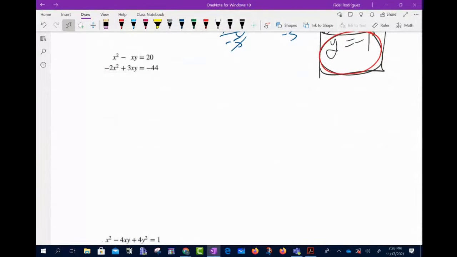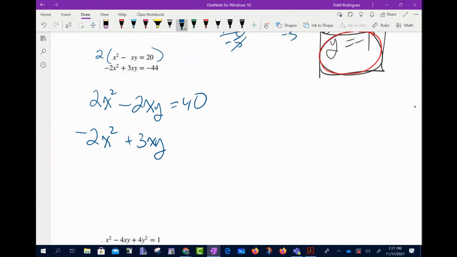Let me ask you a question. If you were sitting at home or in the library or wherever you were going to do this, and you were doing your homework, and this was a homework problem, what would your approach be? On which equation? Okay, so let's do it. Let's multiply the top one by 2. Yeah, some people like it, some people don't. You have options, right? So 2x squared minus 2xy equals 40. The bottom equation is negative 2x squared plus 3xy equals, what is that, negative 44? Negative 44, okay. And so we're going to add these two equations together, right?